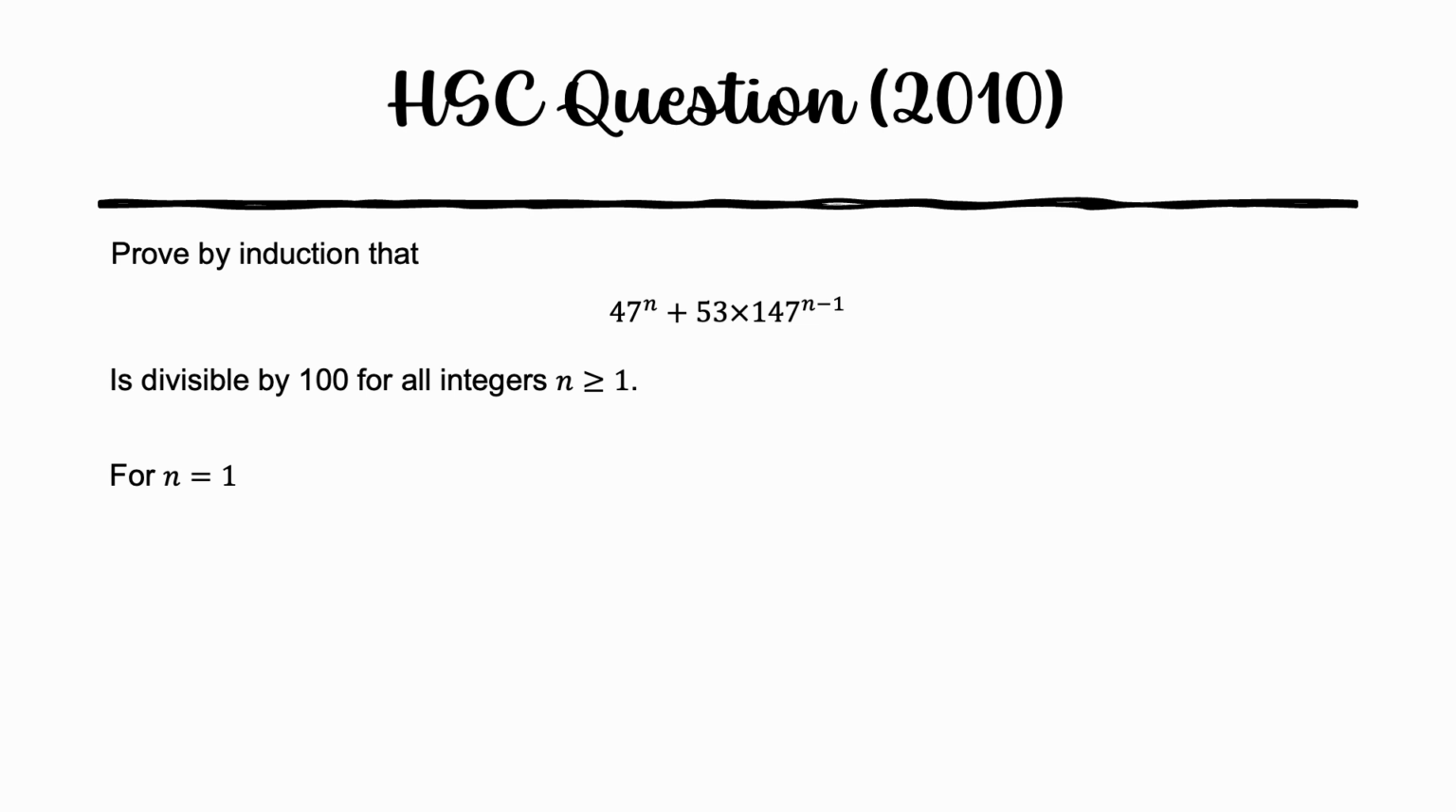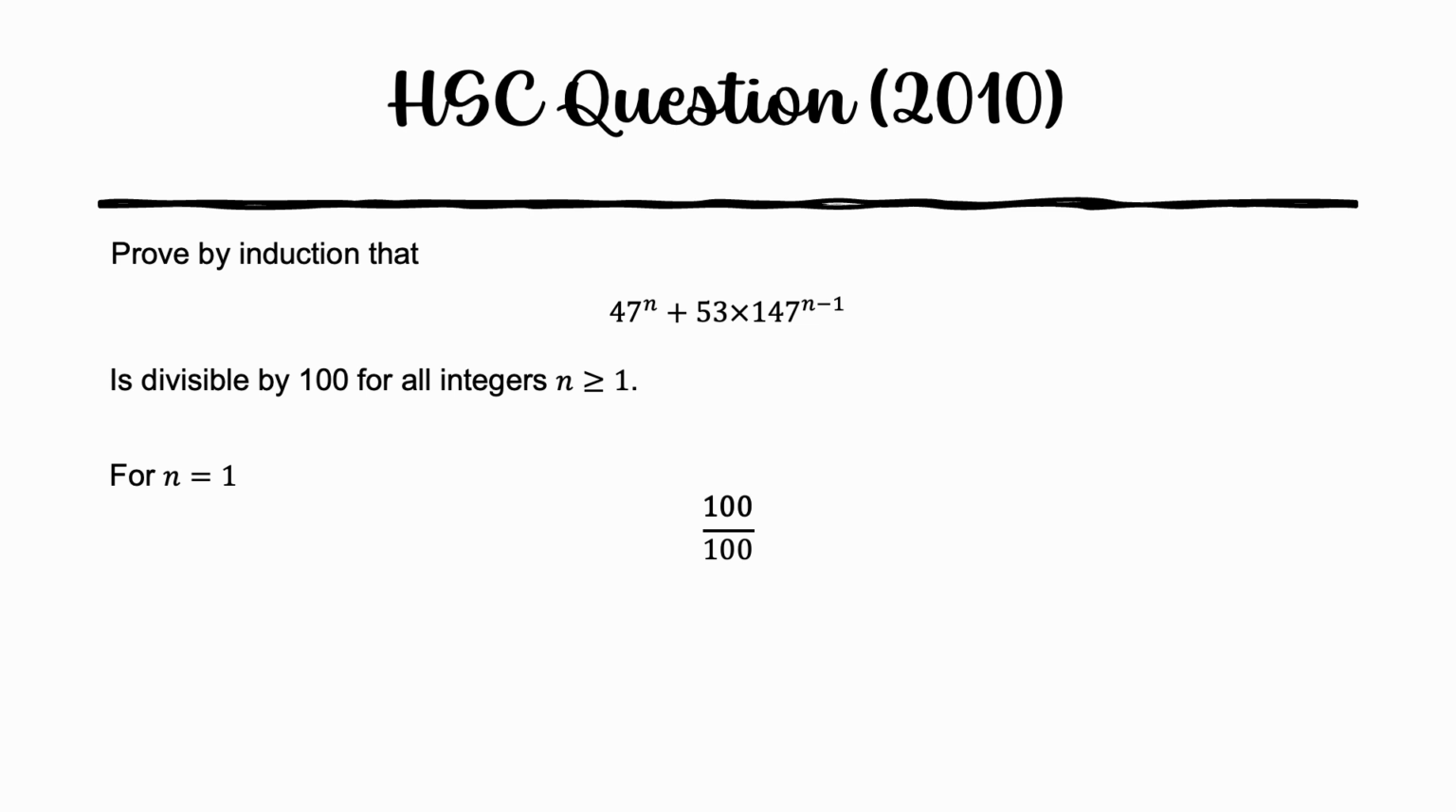So if we go for n equals 1 again, as followed for induction, we can see 47 to the power of 1 plus 53 times 147 to the power of 1 minus 1. So that gives us 47, because to the power of 1 just gives you the same number, plus 53 times 147 to the power of 0, which is 1, which gives us 47 plus 53, or 100. And now 100 divided by 100 gives us 1. So therefore 100 is divisible by 100.